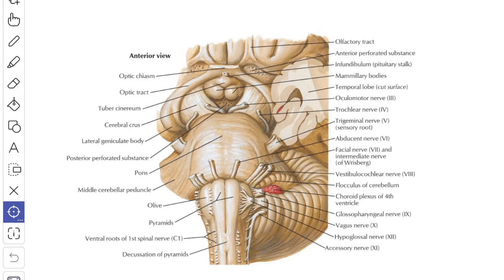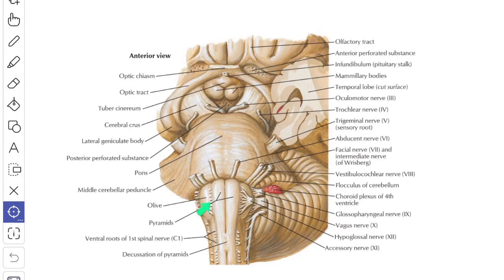About 20% of uncrossed fibers run downward as the anterior corticospinal tract in the anterior white column of the spinal cord. The remaining 5% run downward along with the crossed fibers in the lateral white column of the spinal cord. Then you can see the olive. So this is the olive.